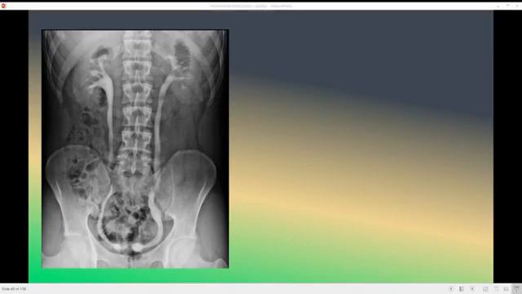What do you think about the next case? Okay, bilateral. We have this patient who has bilateral ureterocele. The left one is larger than the right one, and this is the cobra head sign. Cobra head sign, bilateral ureterocele. And we move to the next case.